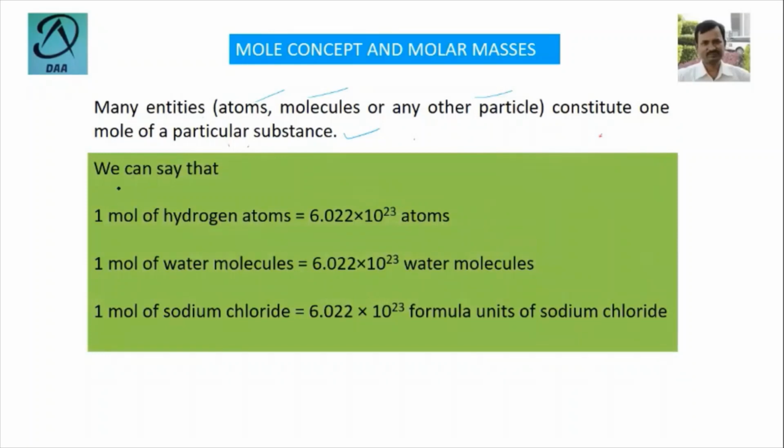As for example, 1 mole of hydrogen atoms has the Avogadro number of atoms, 6.022 multiplied by 10 to the 23. In the same way, for the compound water, 1 mole contains the same number, 6.022 multiplied by 10 to the 23 molecular entities. And 1 mole of sodium chloride, another compound, contains 6.022 multiplied by 10 to the 23 formula units of sodium chloride, because we know that for sodium chloride, we use the term formula mass.